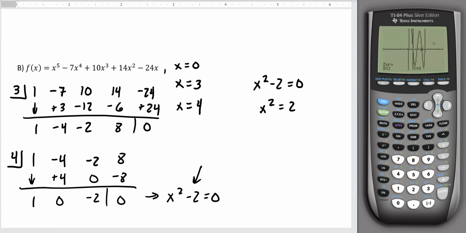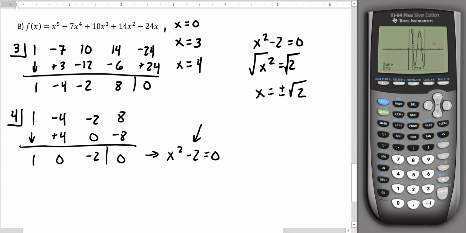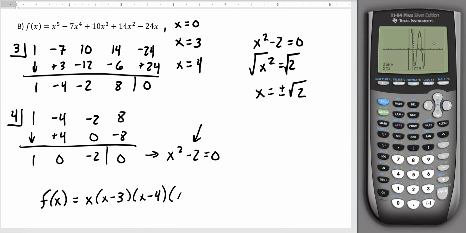So that means x squared equals 2. Take the square root of those. X equals plus or minus the square root of 2. All right, so there would be my 5 zeros. Now let's write this in factored form. We'd say f of x equals x times x minus 3 times x minus 4 times x minus the square root of 2 times x plus the square root of 2. And there we have it.